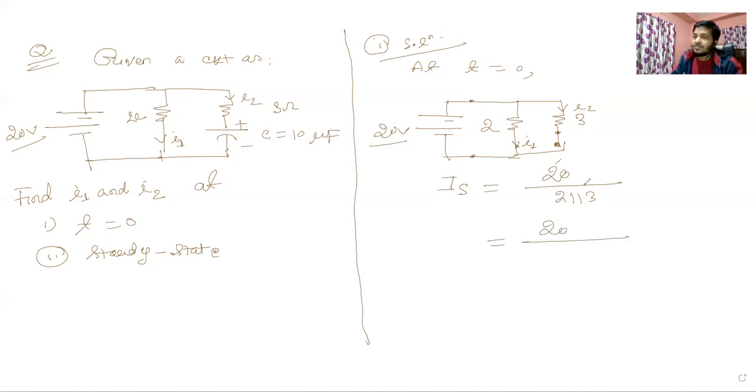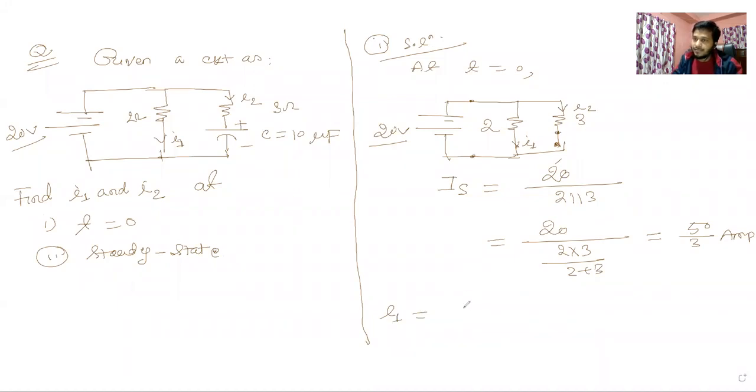So what is 2 parallel 3? This is nothing but 1.2. 2 multiplied by 3 by 2 plus 3, that is 6 by 5. So what will be the value of IS? 50 by 3. That is 16.67. Yes, 50 by 3 is correct. Now what would be the value of I1?